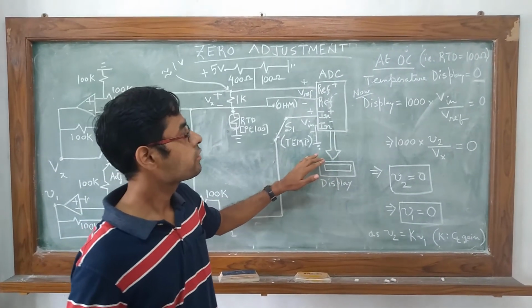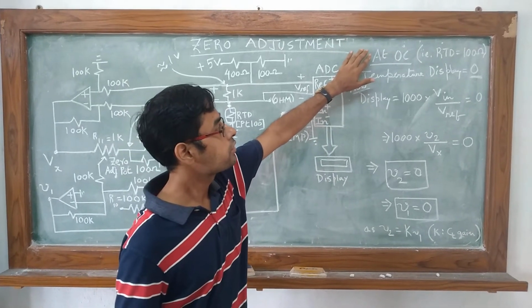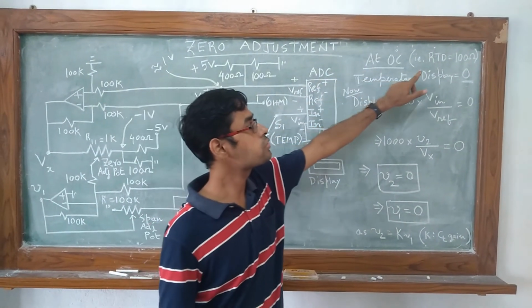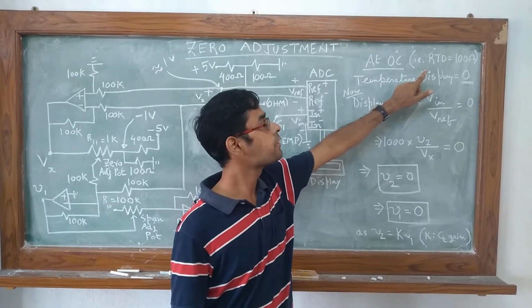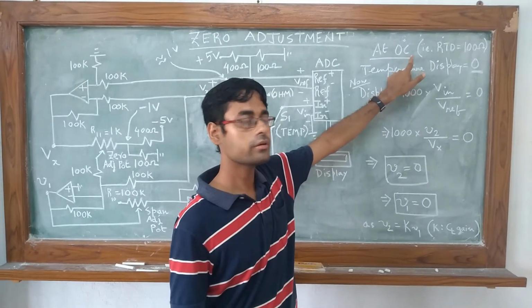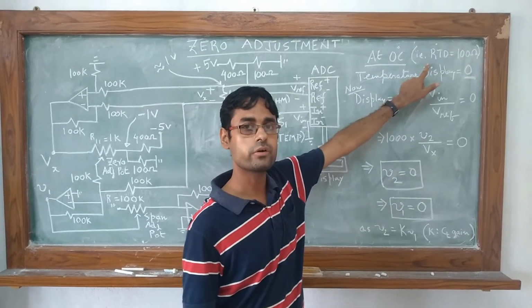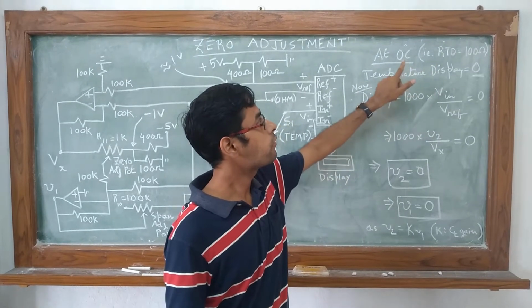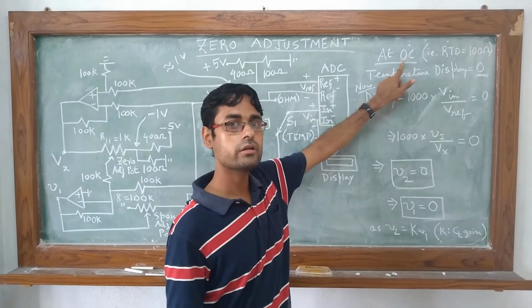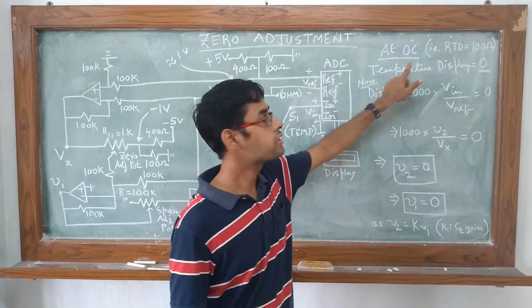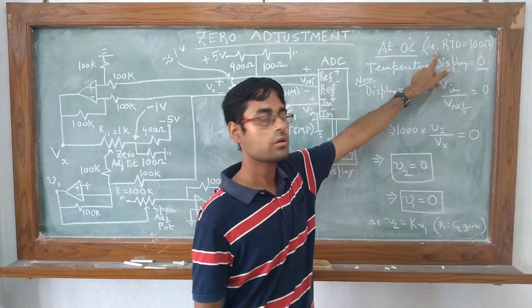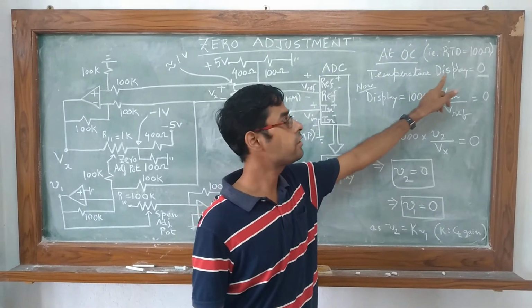Now going back, you can remember that since we are using a PT100 RTD at 0 degree centigrade, it should ideally provide 100 ohms. So at 0 degree centigrade, the RTD resistance being 100 ohms corresponds to a temperature display of 0.